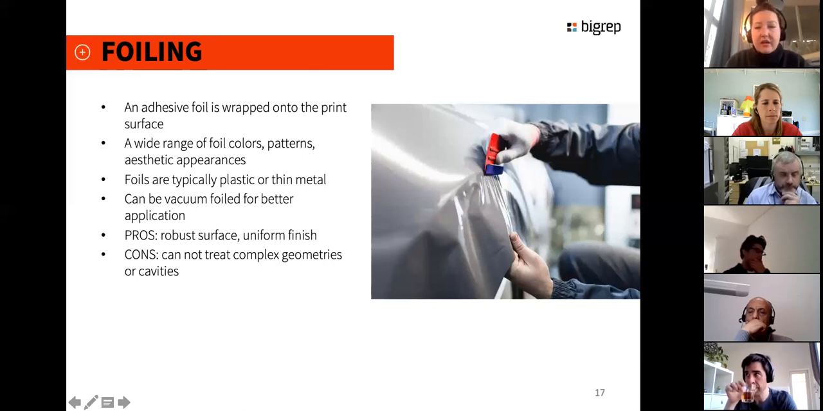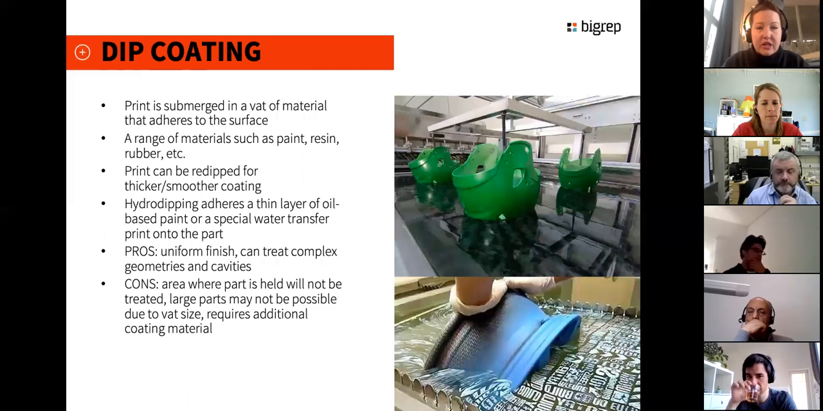Okay. Next one is dip coating. So this is just another way to apply a liquid coating to an object. But in this case, you would submerge the print into a vat of an additive material like paint, resin. You could do rubber even. It's interesting because it can be redipped and make a thicker coating that also even more smooths the layer structure.